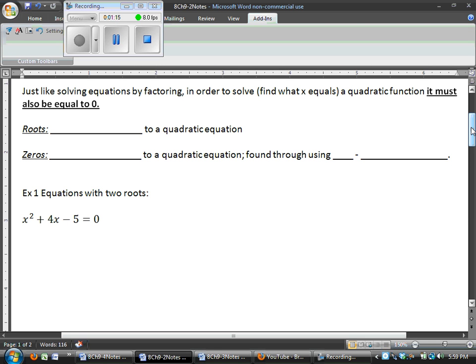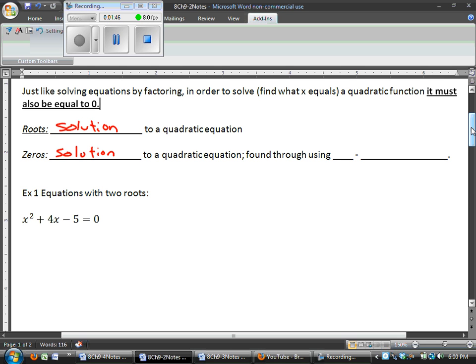One of the names for these solutions is roots. So the solution to a quadratic equation is called a root. Another name for that is a zero. And that's probably the one I'll end up using the most. It might say roots on the paper because that's the one the book uses a lot, but most of the time when I talk about them, I call them zeros. But just know that a root and a zero are the same thing. They're both solutions to a quadratic equation.